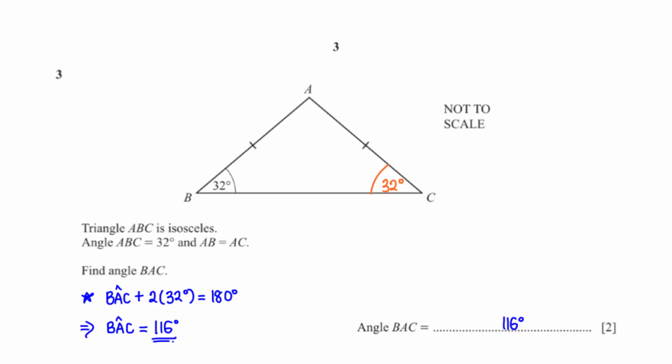Triangle ABC is isosceles. Angle ABC is 32 degrees and AB equals AC. Find angle BAC. These angles in an isosceles triangle are equal. If one angle is 32 degrees, then the other should also be 32 degrees. This means angle BAC plus 2 times 32 degrees should be equal to 180 degrees. When we make angle BAC the subject, we get 116 degrees.